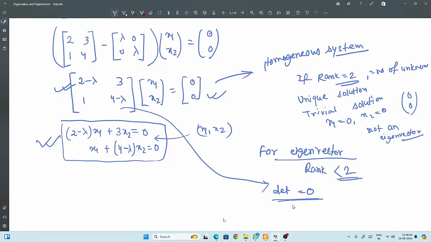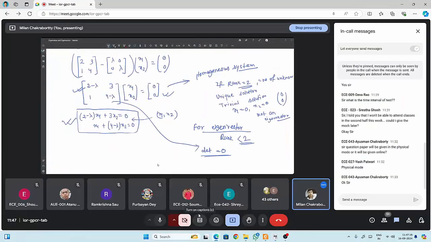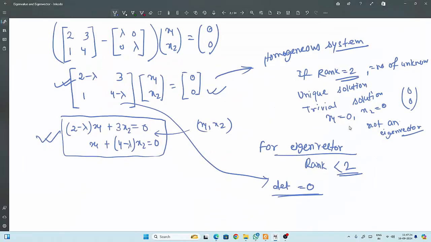If you have any doubt, you can also ask me. That's why I am taking that. It is a very confusing state, but you should understand that. Otherwise, it will be difficult to continue the eigenvalue, eigenvector part. If you have any doubt, ask why I am saying rank less than 2 means determinant 0. And if you understand that, then tell me, okay, sir, I got it. Yes, sir. Okay.